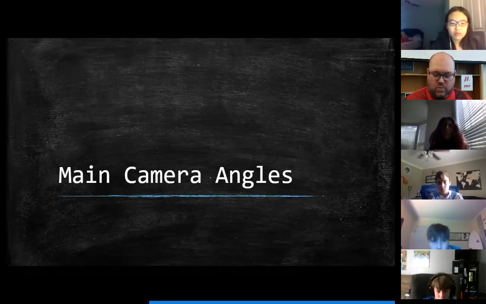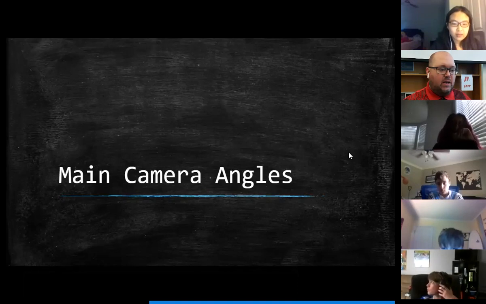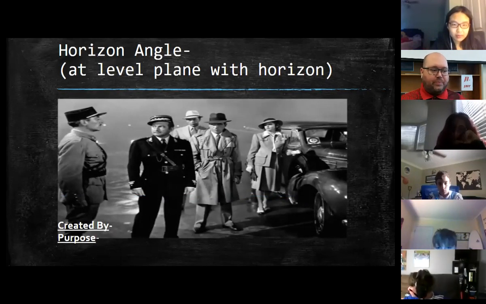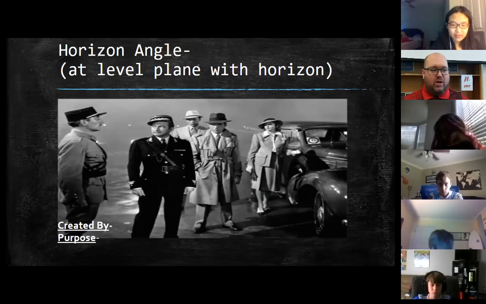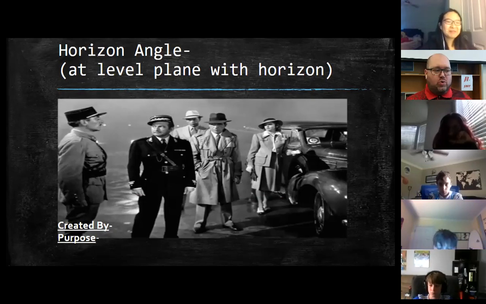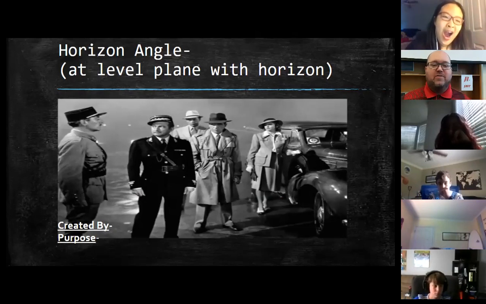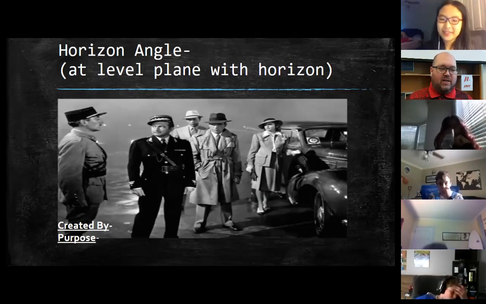Okay, so the first one we're going to look at is a horizon angle. How do we create a horizon angle? Remember, we're going to put bullet points in here, and the purpose is why it's used. But this is a great example of a horizon angle. This comes from, in my personal opinion and what a lot of people in the world who actually know about movies will tell you as well, the greatest movie of all time, Casablanca.